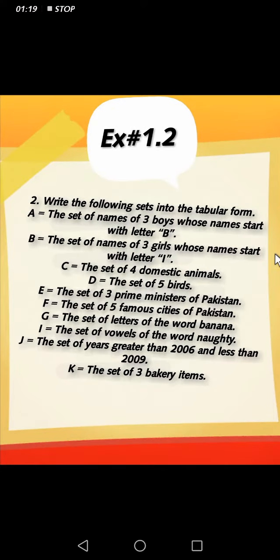Remaining part of the questions you can note down from here and practice them.